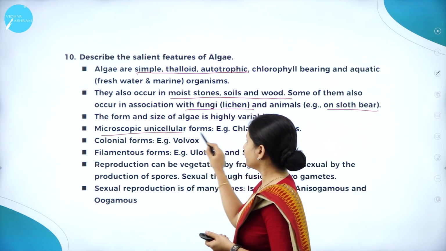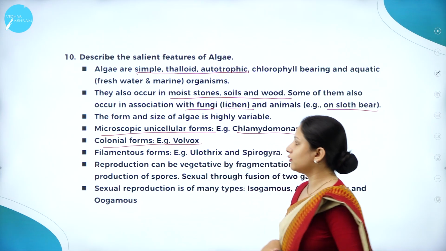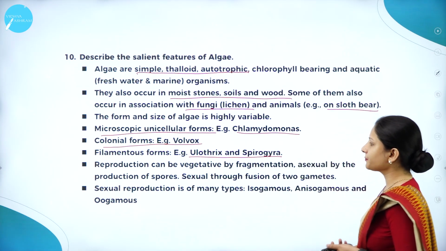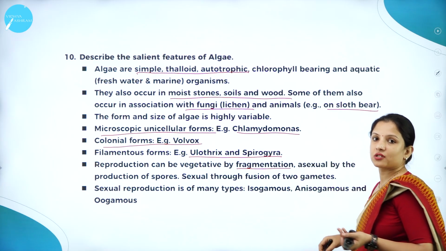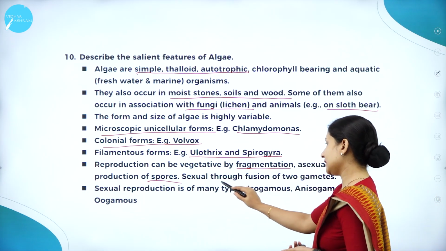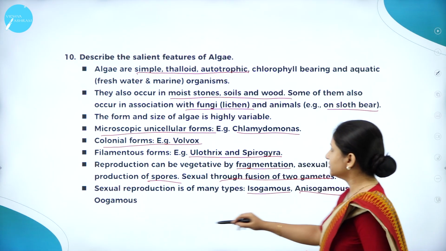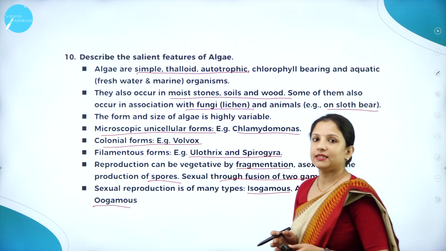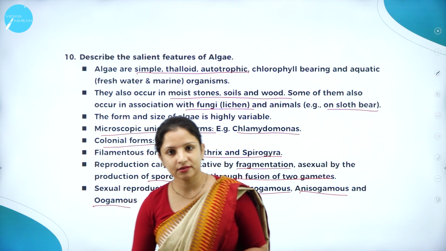They can be microscopic unicellular forms, for example chlamydomonas, or they can exist in colonies, for example volvox, or they can be in filamentous form, for example Ulothrix and Spirogyra. Reproduction can be vegetative by fragmentation. Asexual reproduction can be through the production of spores. Sexual reproduction can be through fusion of male and female gametes. And sexual reproduction is of three types in this, that is isogamous, anisogamous and oogamous. So this is about the salient features of algae. So for all the salient features, you can write the general characteristics also.